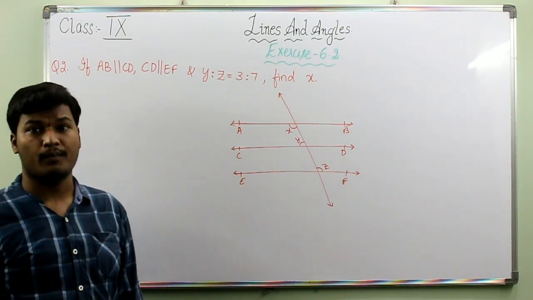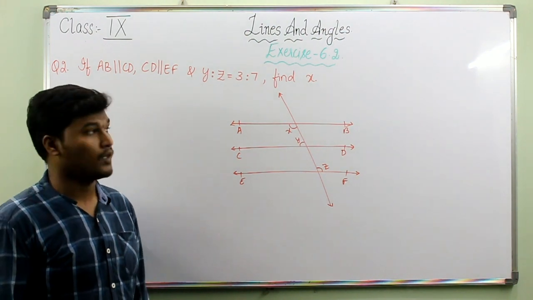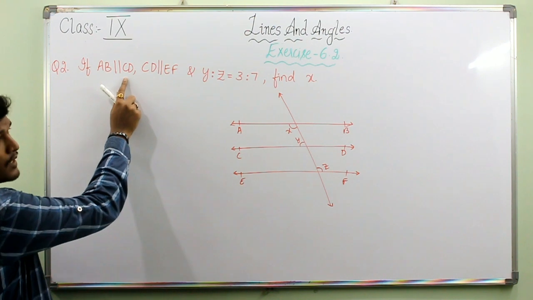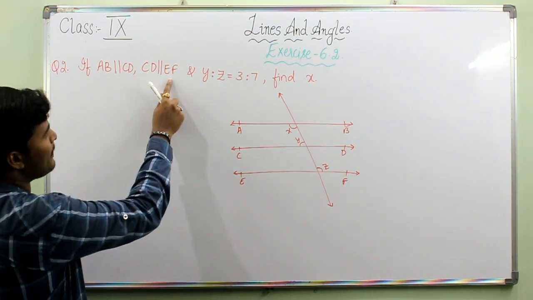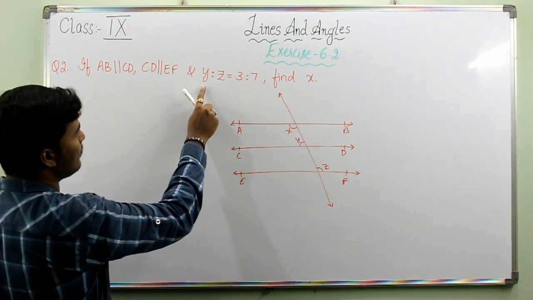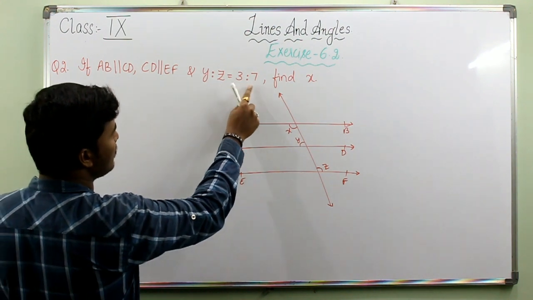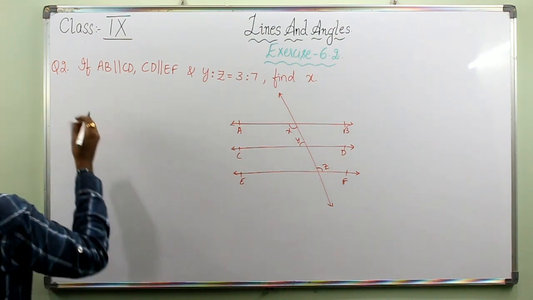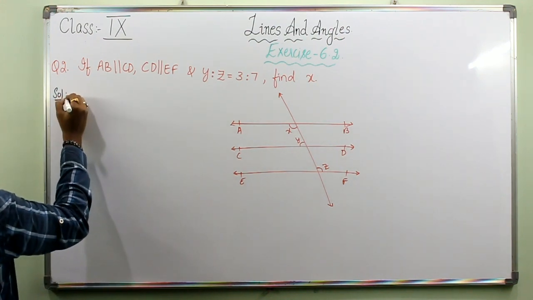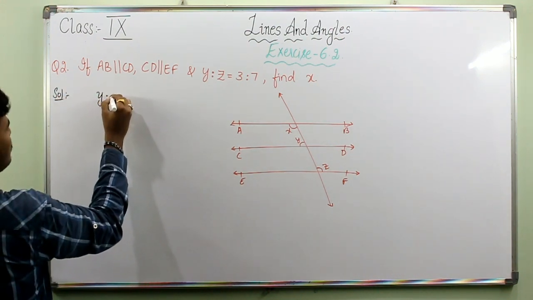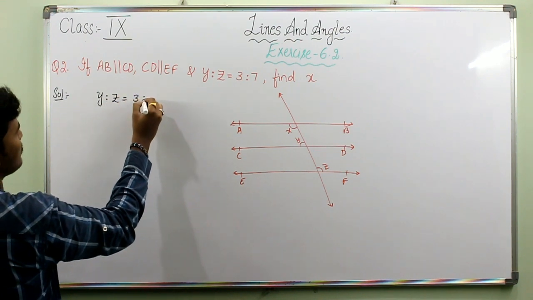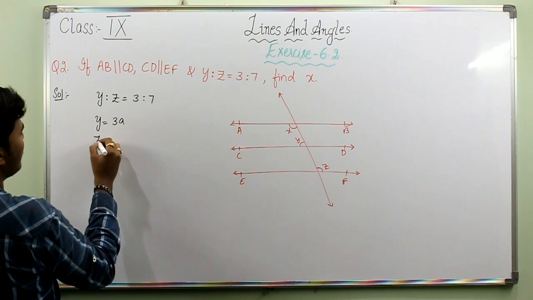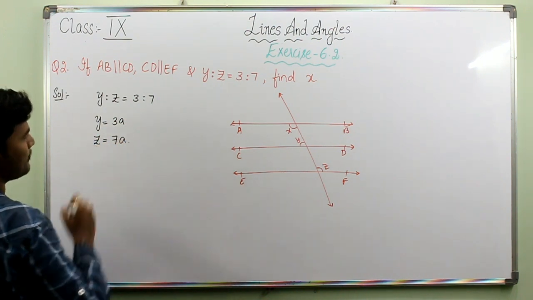Now exercise 6.2, second problem. In the figure, AB is parallel to CD and CD is parallel to EF, and Y to Z is 3:7. We have to find the value of X. First, let us consider the given ratio Y to Z is equal to 3:7. This you can write as Y is equal to 3A and Z is equal to 7A.